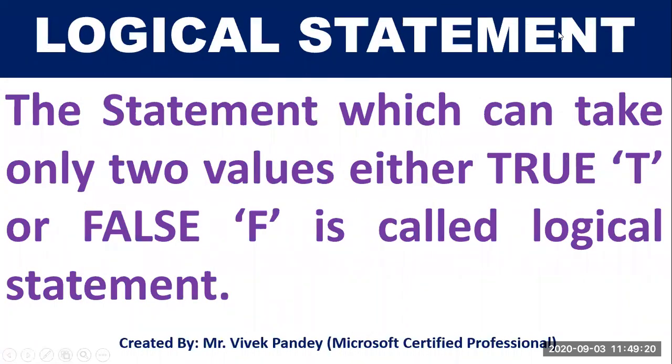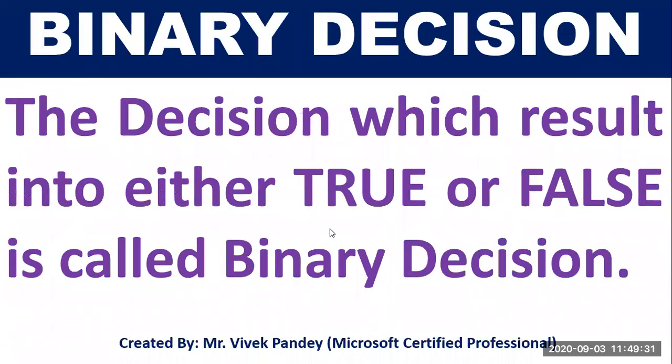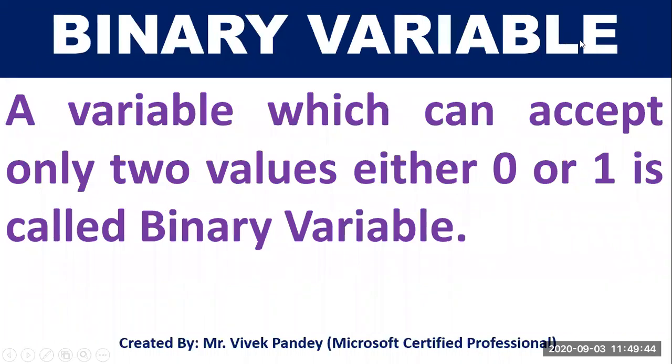What is logical statement? The statement which can take only two values, either true or false, is called logical statement. What is binary decision? The decision which results into either true or false is called binary decision. What is binary variable? A variable which can accept only two values, either 0 or 1, is called binary variable.